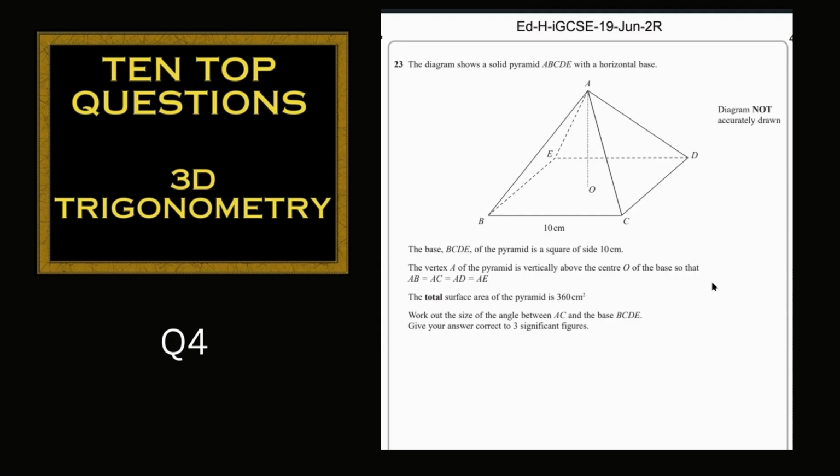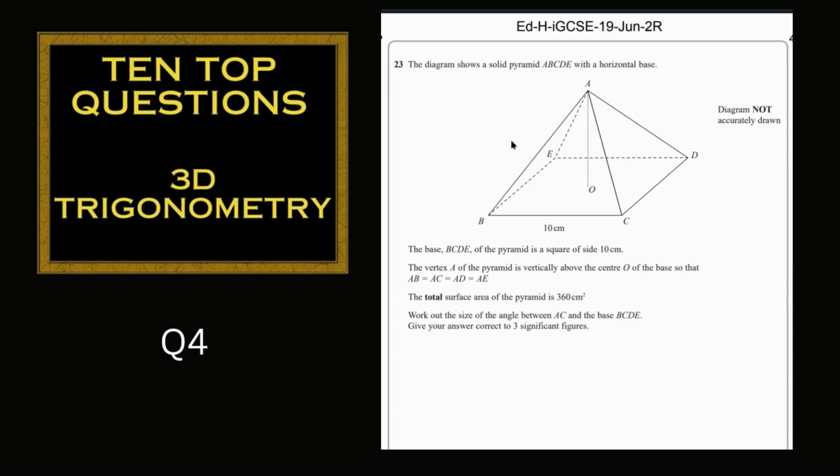Question 4, bit more meat on this bone than the first 3. This one's a 6 marker, so definitely going to need 3 stages of working out for that. Also, more waffle and more numbers involved, and even a bit of surface area, but let's not let that put us off. What are we told?